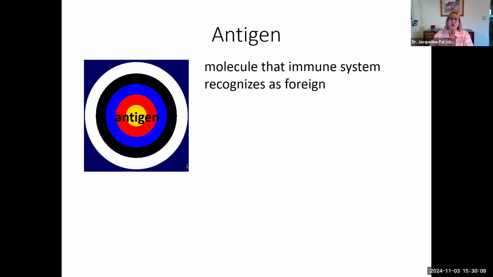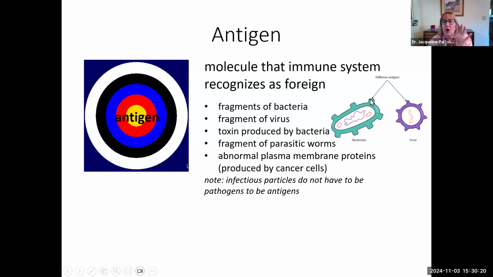So that brings us to the term antigen. So recall that an antigen is a specific molecule, think of a protein, that the immune system recognizes as foreign. So usually these are things on the outer surface of a bacteria or a virus. So they're fragments, they're not the entire particle. And that is so that the B cell or T cell can recognize it there on the surface. It also could be a toxin.